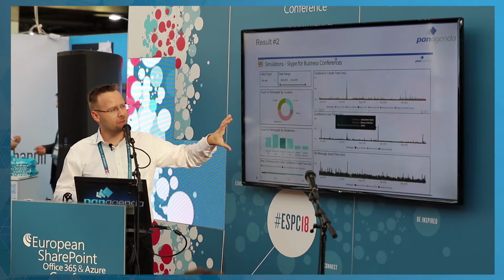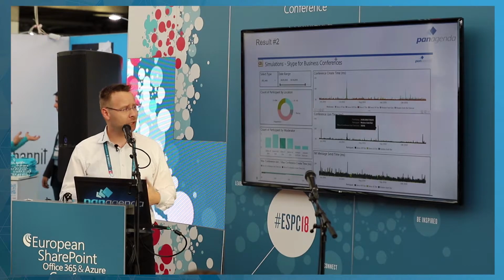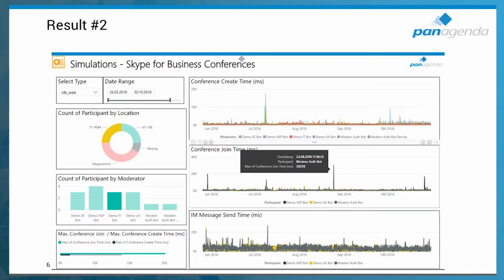What we deliver with OfficeExpert is also a Power BI template where you can consume all these measurement reports in a dashboard. On the time axis you see a time series for conference create time, with some peak events for different simulation bots, up to 20 seconds, for instance, at the end of July, followed by the join time for each of the individual participant bots. So you get a clear big picture.